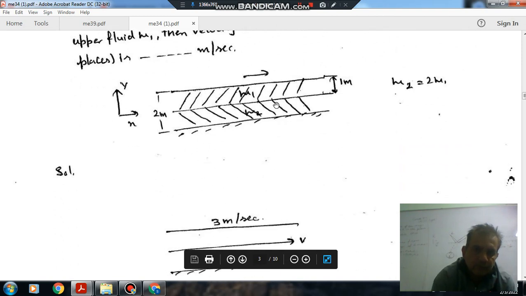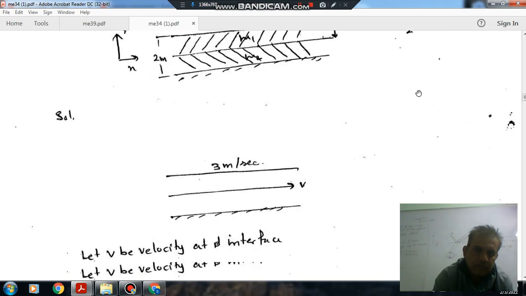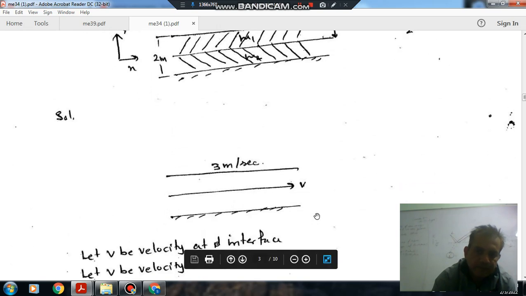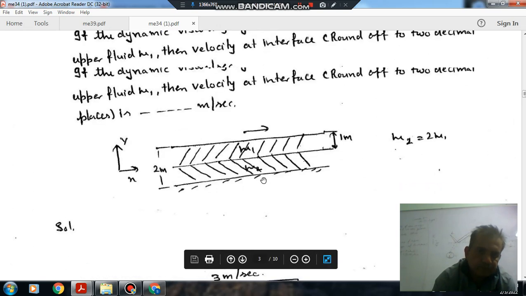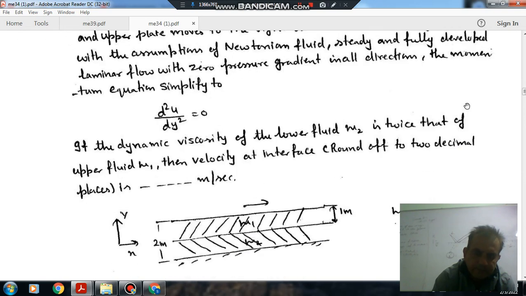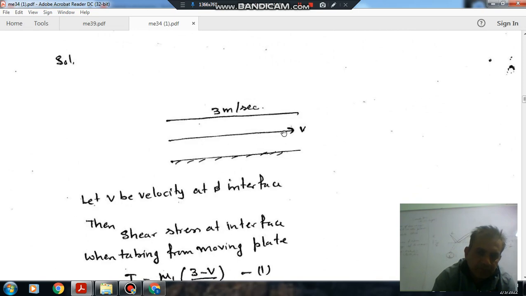Now this is your mu2, this is your fluid 2, this is your fluid 1. It is in the gap of 1 meter and the bottom gap is also 1 meter. Mu2 is equal to 2 mu1. The upper plate moves at 3 meters per second. Now let V be the velocity of the interface.